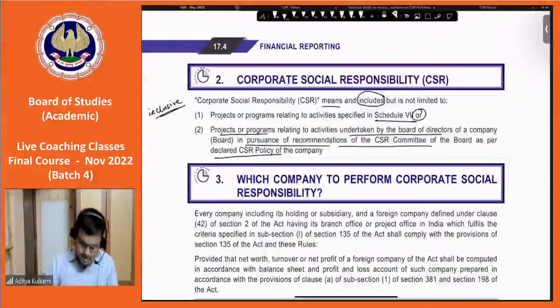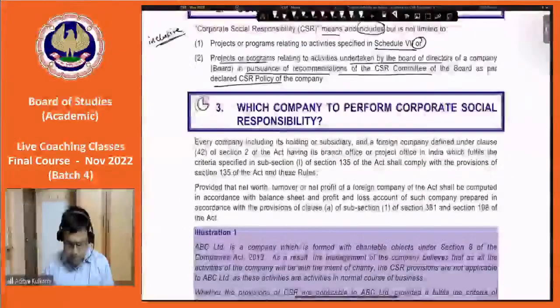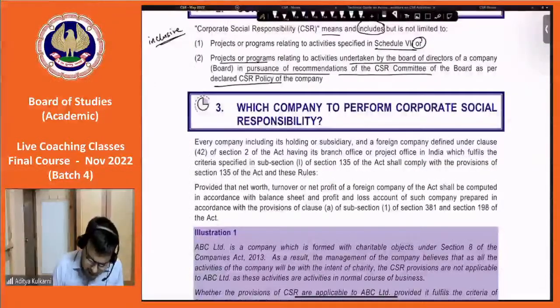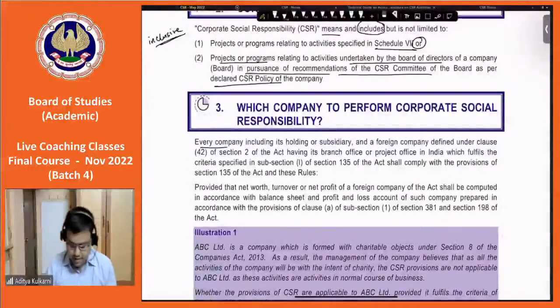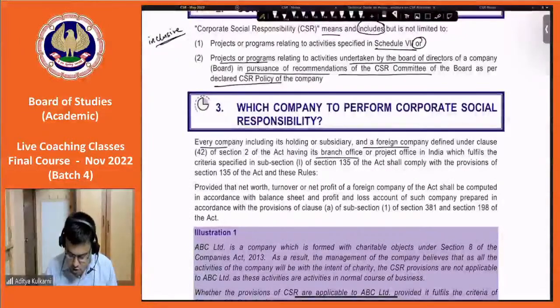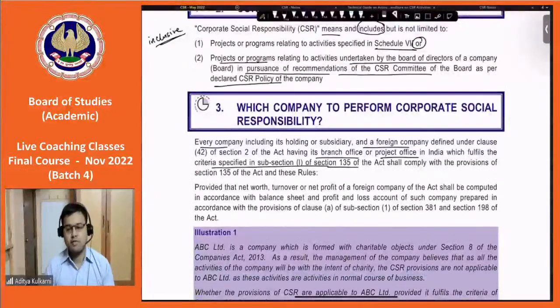Okay, now to which company is it applicable? It is applicable to every company, including the holding or the subsidiary and a foreign company defined under section 2(42), having its branch or project office in India, which fulfills the criteria specified in 135(1) of the Act. So it's applicable to every company.